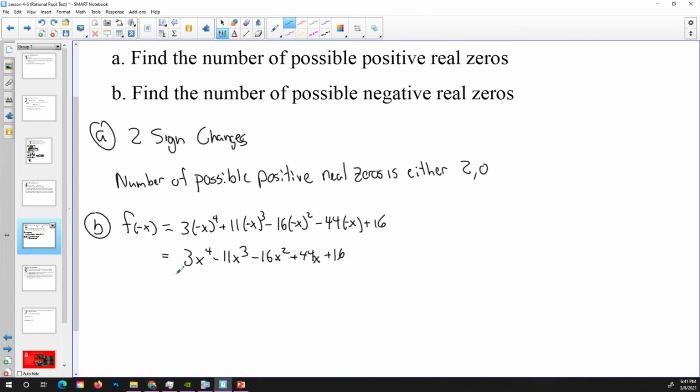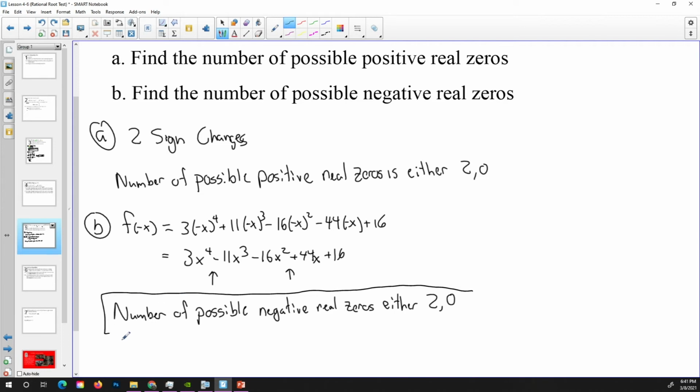So it starts positive and then changes to negative. So there's my first sign change. Then from negative to a negative is still negative. From negative to a positive, there's my second sign change. And then positive to a positive, I only have positive values. So the number of possible negative real zeros is also either 2 or 0. And there's my part B.